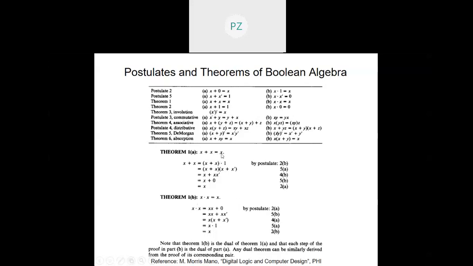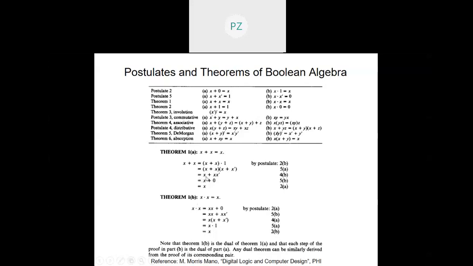x plus x is equal to x. We know that x plus x is equal to x plus x dot 1, the identity postulate, which is 2b, x dot 1 is equal to x. So I can employ x plus x dot 1, where x plus x is retained, and 1 is x plus x bar, which is the inverse postulate 5a: x plus x bar is equal to 1, so I just replaced it.